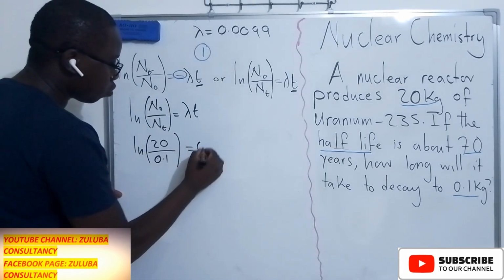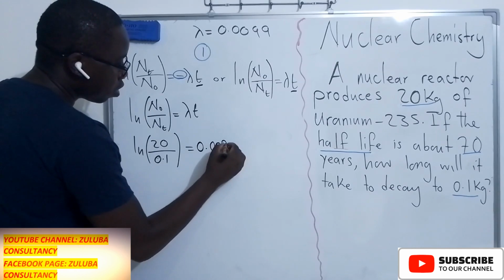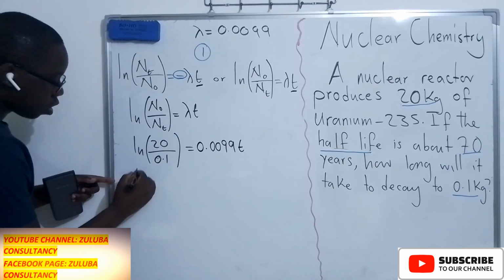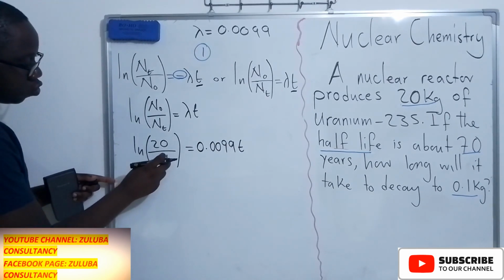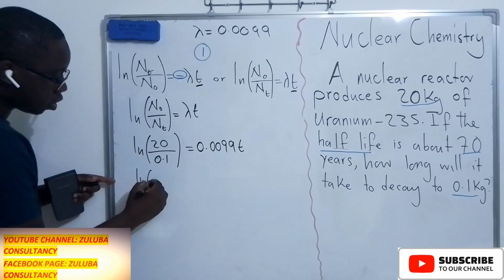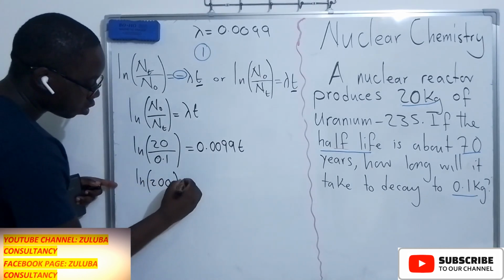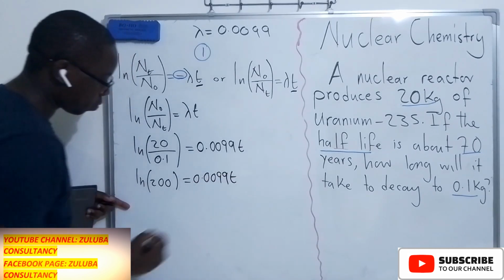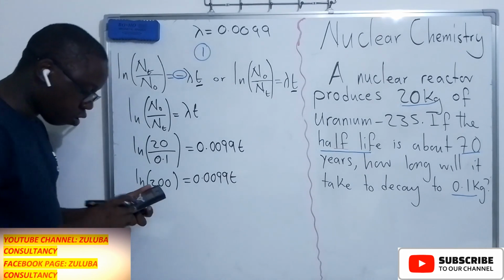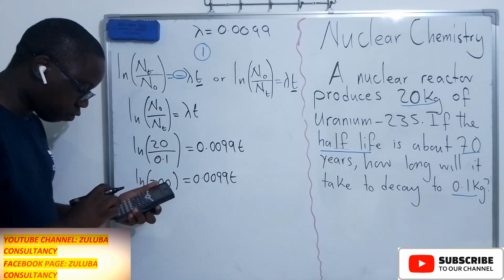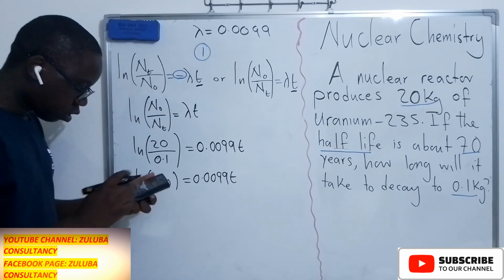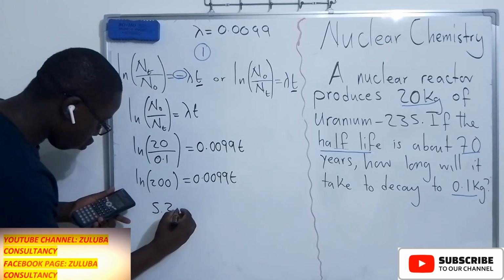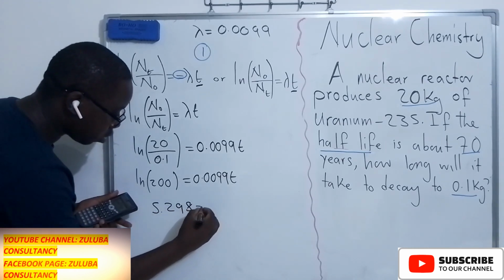We are just from finding it, which is 0.0099, then t there. So natural log of 20 divided by 0.1, it gives us 200, is equal to 0.0099t. So what is the natural log of 200? Natural log of 200 is giving us 5.298, which is equal to 0.0099t.